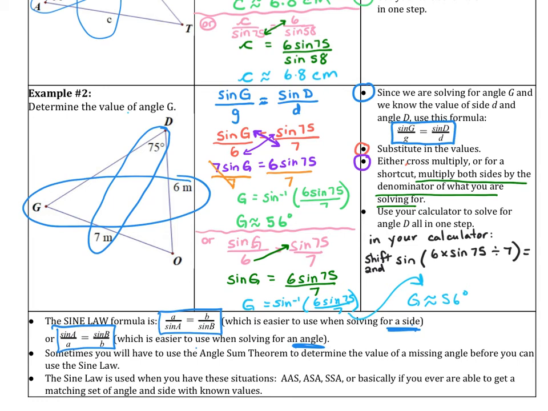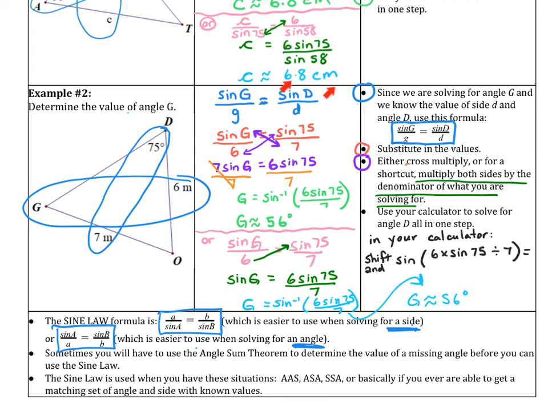And the other thing I want to remind you of is you use sine law if you have a matching set of information, so an angle and its opposite side known, and if the piece of information you're solving for, you have the opposite piece of information. You will get some questions though where you may not have some of this information, but what you might have is a second angle.